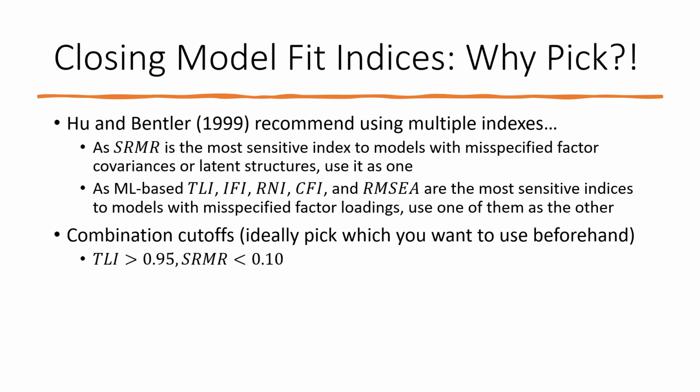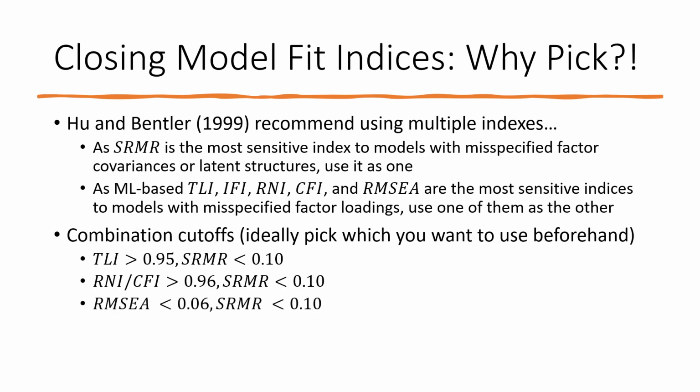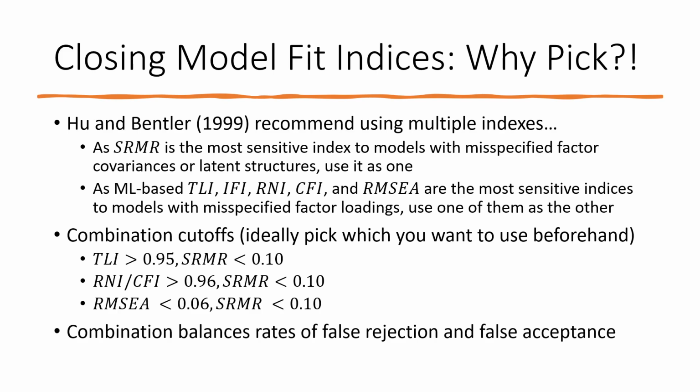So all of these are going to involve SRMR, but then we can look at the other statistics. So for TLI, we'd want TLI to be above 0.95 with SRMR below 0.10. For RNI, CFI, we'd want it to be above 0.96 with SRMR below 0.10. RMSEA, we want it to be below 0.06, SRMR below 0.10. So again, all of these are recommended by Hu and Bentler as potential cutoffs. Ideally, you'd pick which ones you want to use beforehand.